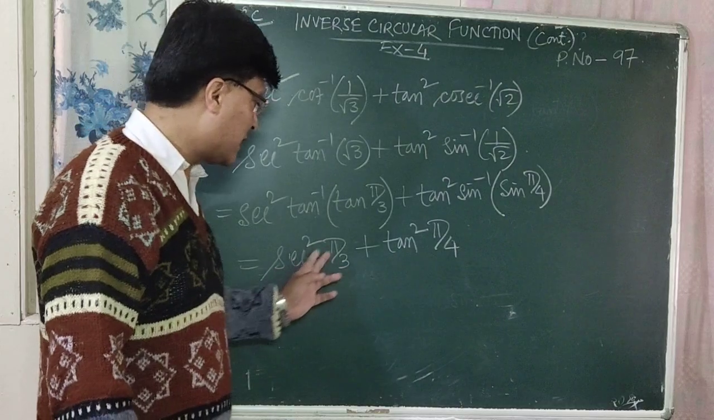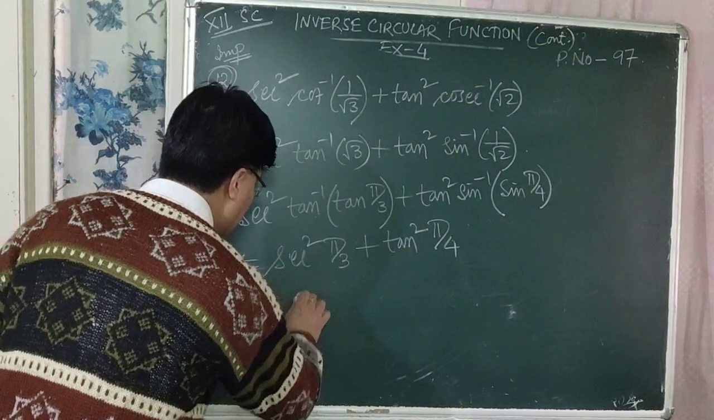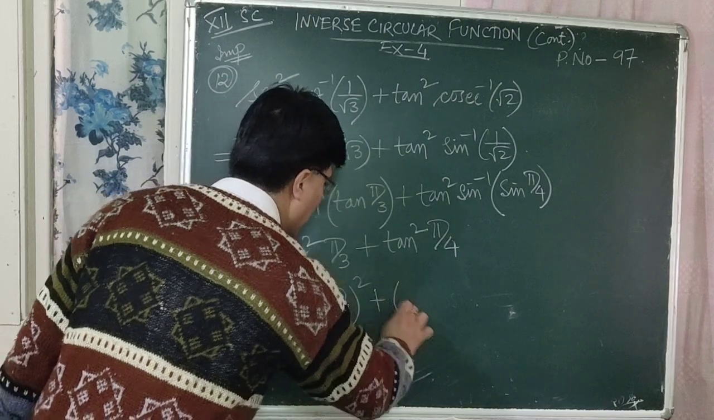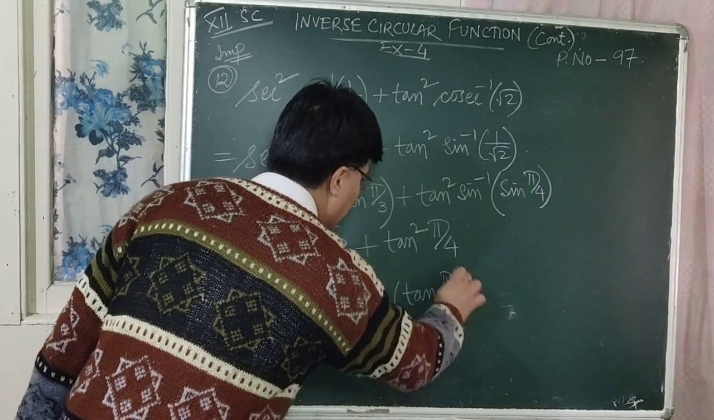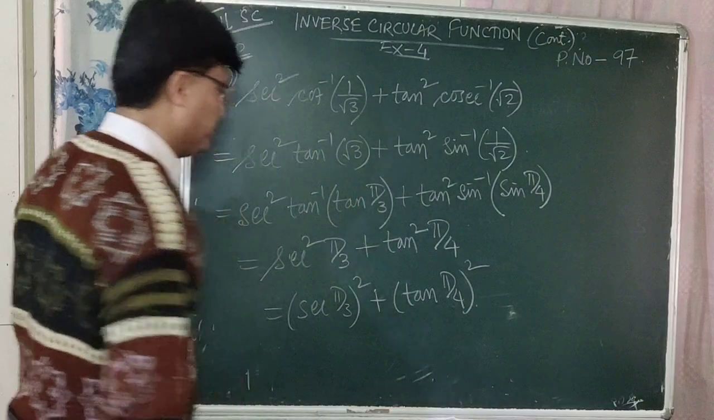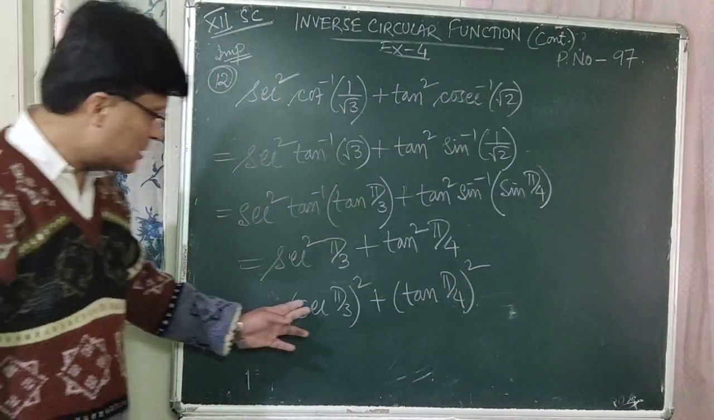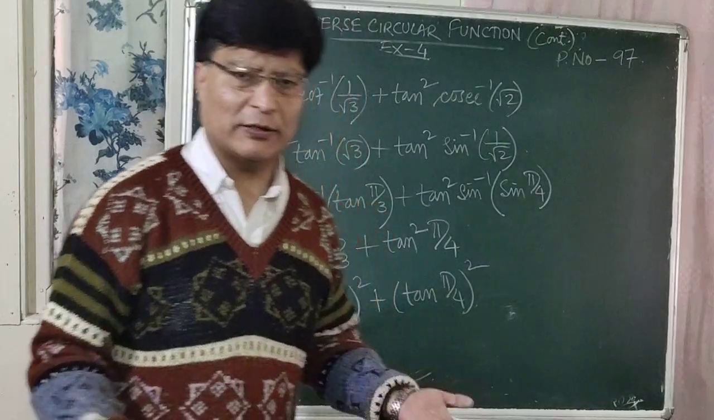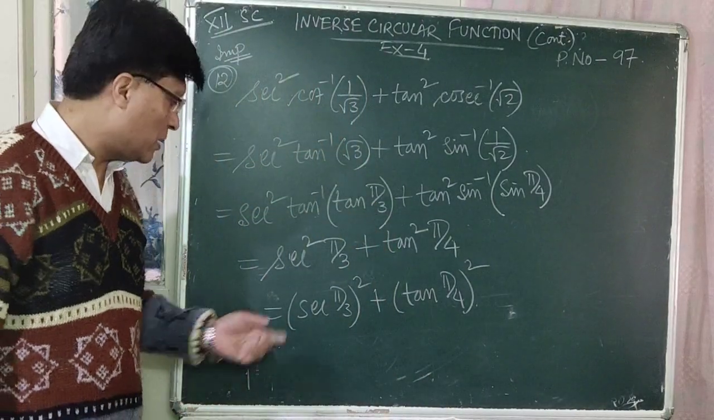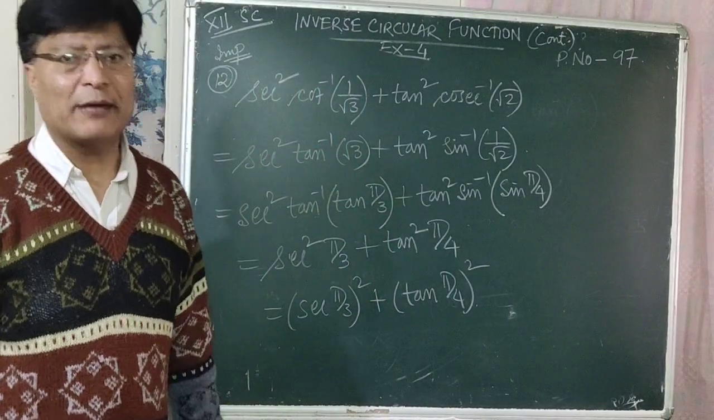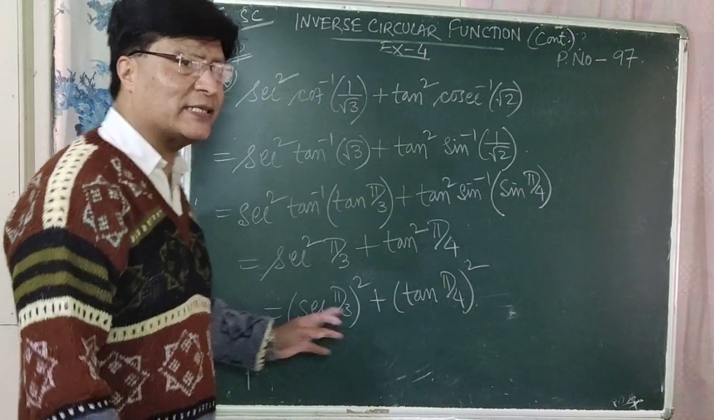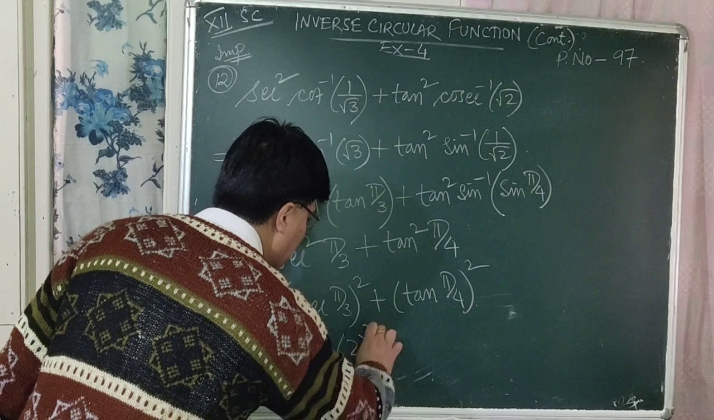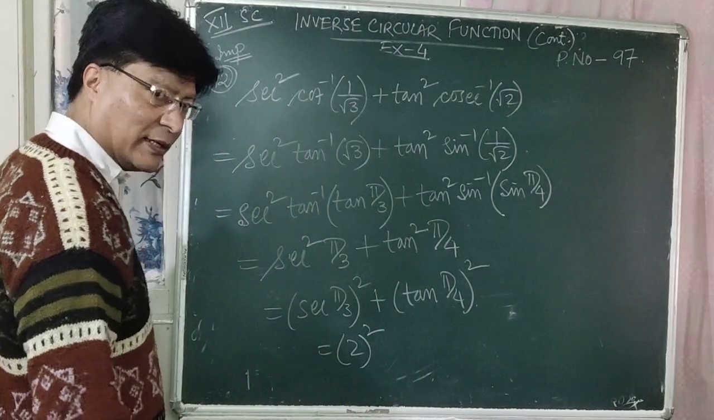What is the value for sec 60 degree? You can write it as sec pi by 3 whole square plus tan pi by 4 whole square. So if you remember the sec 60 degree value, convert into cos. You remember the value of cos, don't you? Pi by 3 means 60 degree. What is sec 60 degree? 2. That is whole square, right?